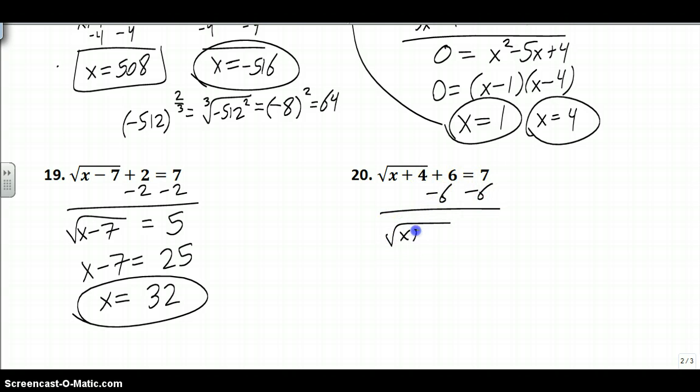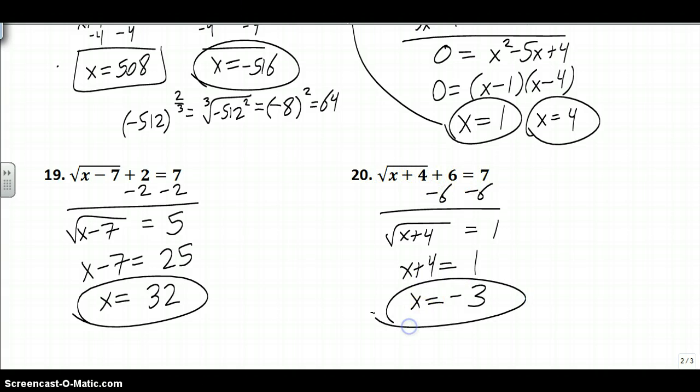Subtract 6 on this one. You get square root of x plus 4 equals 1. Square both sides. Pretty easy to square 1. You get x equals negative 3. And you might think, well, it's negative. Will that work? Of course it does. Plug it back in. Negative 3 plus 4 is 1. Square root of 1 is 1. Plus 6 does equal 7. Pretty nifty, right?